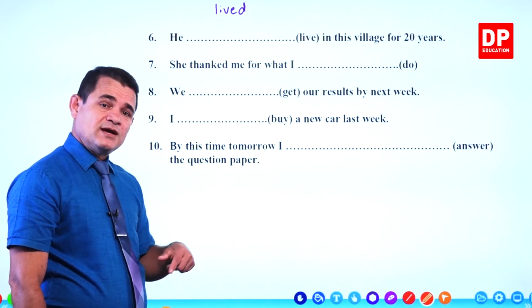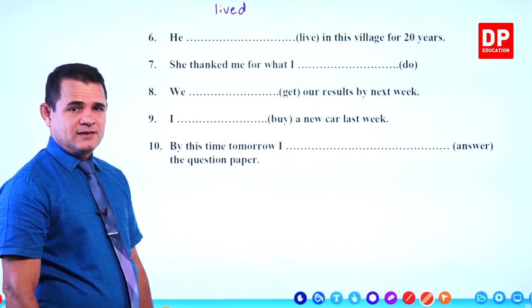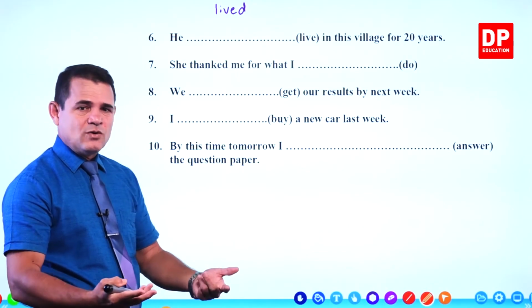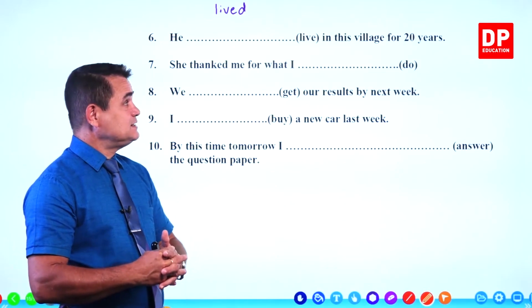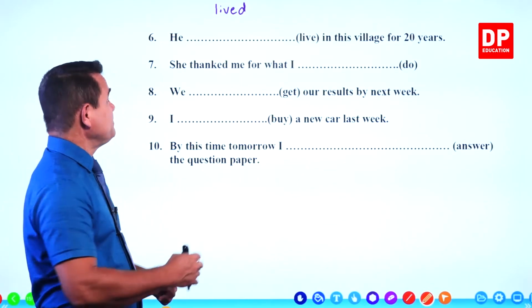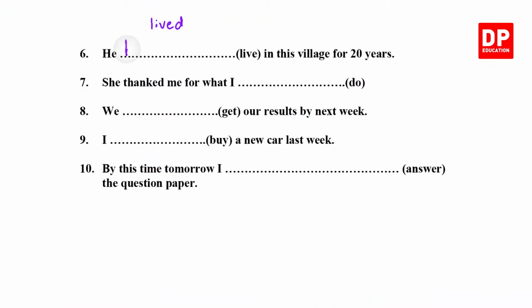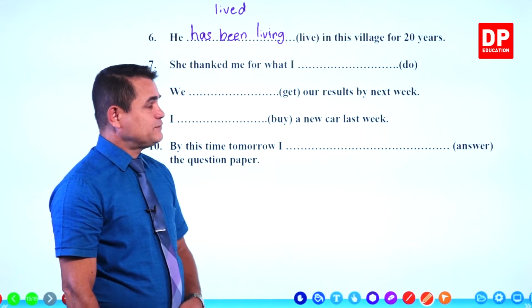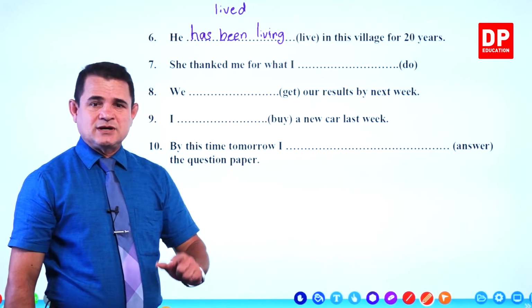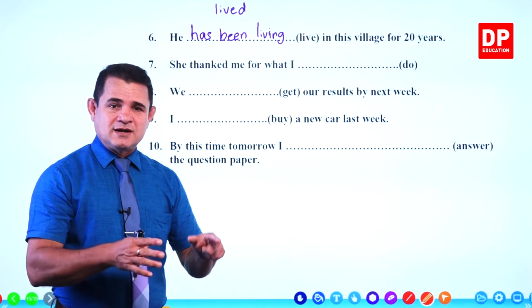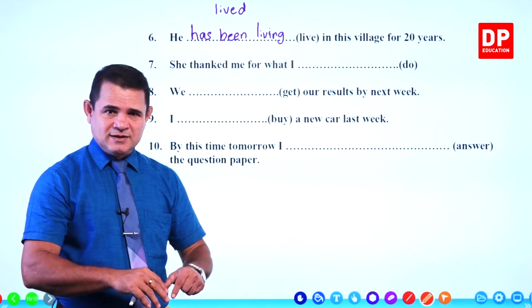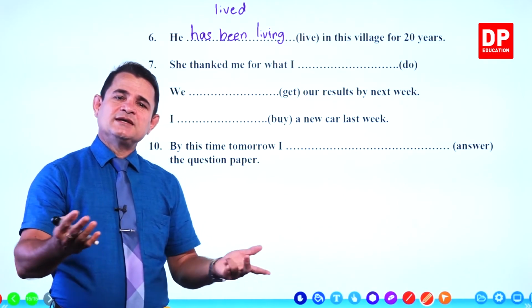If you say he had lived, that is also possible. But if you want to say he has been living in this village for 20 years, this is present tense. He has been, then this should be in ing form, living. He has been living in this village for 20 years. Even now he is in the village. Perhaps he will stay on, or perhaps he may change residence.